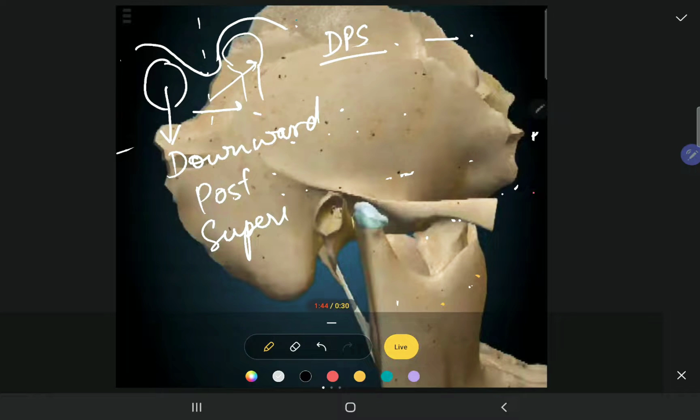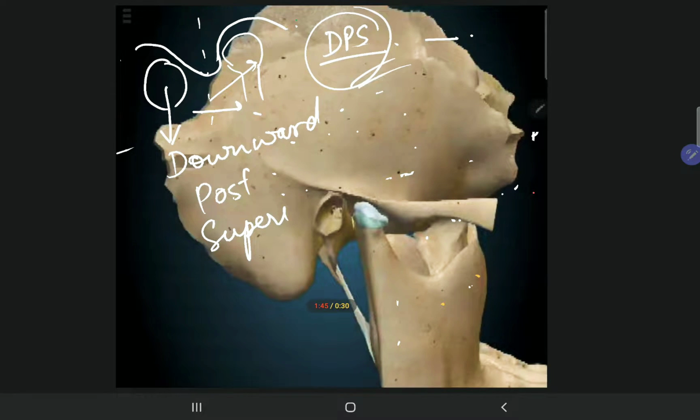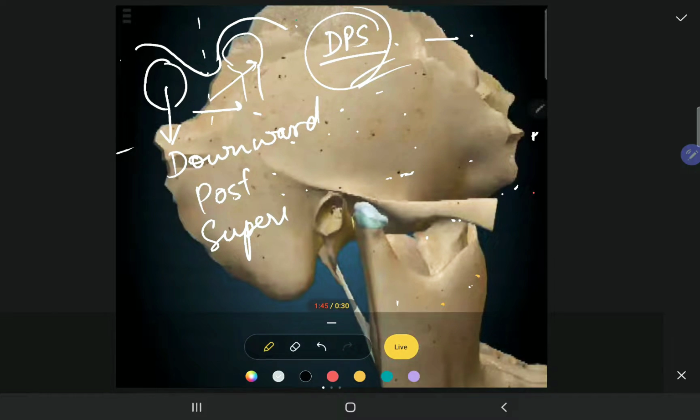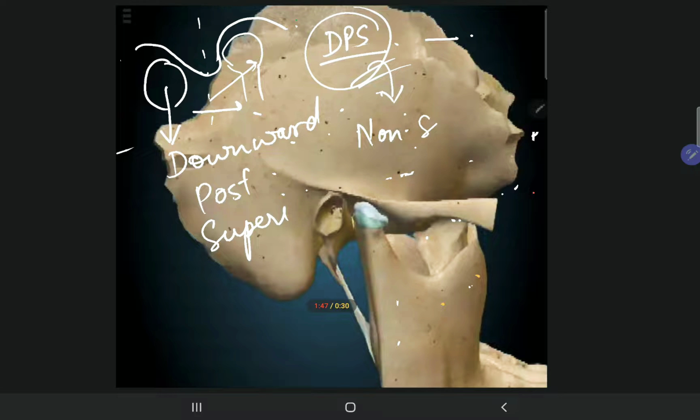The very first thing you always do is go for a non-surgical method, which is the manual reduction, which we have done, which is this DPS, downward, posterior and superior. Then if it is chronic, you may have to go for the surgical approach also. This is the non-surgical which we just talked about, the manual reduction. Then we have to go for the surgical also in case of chronic.